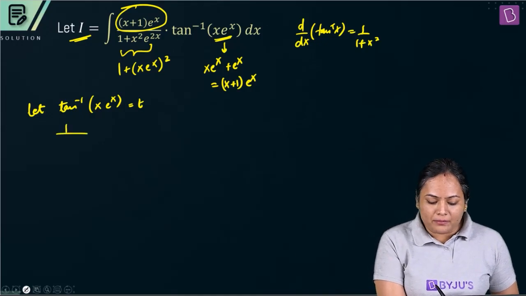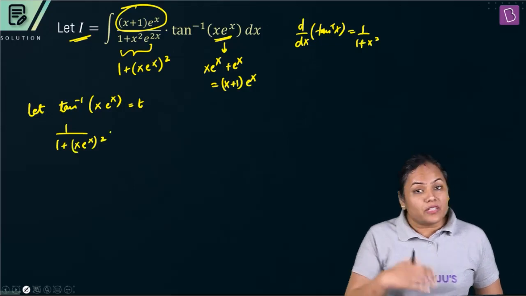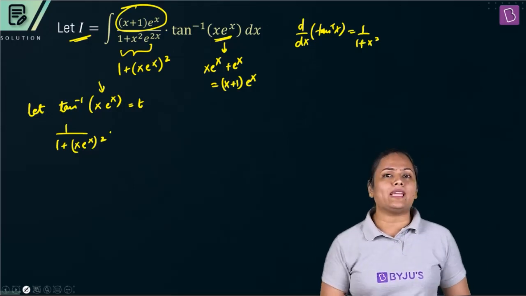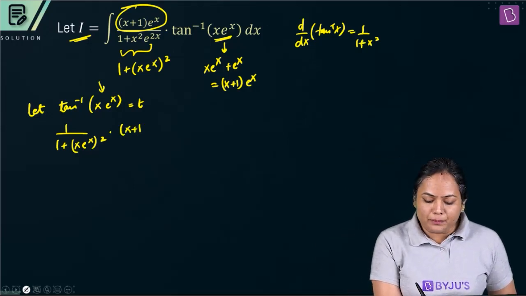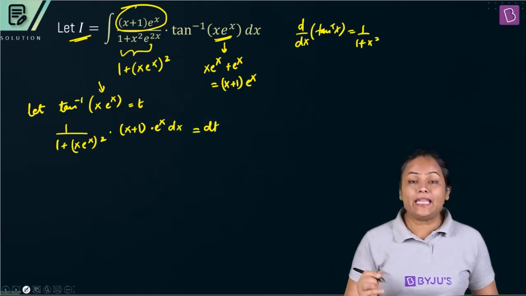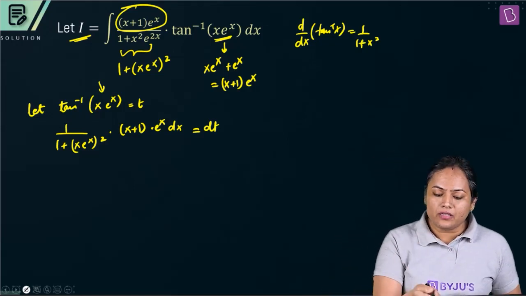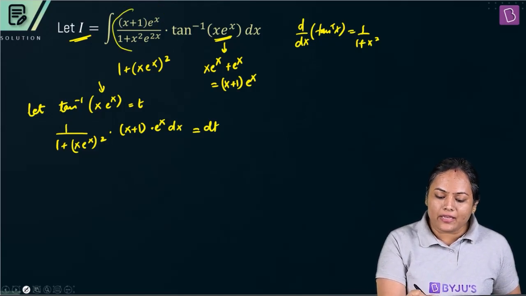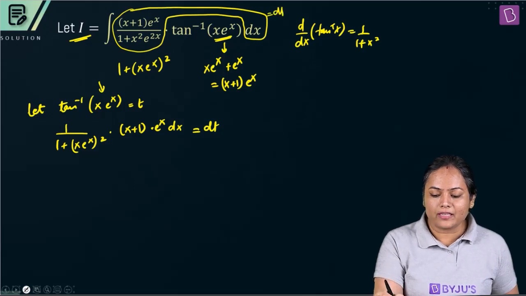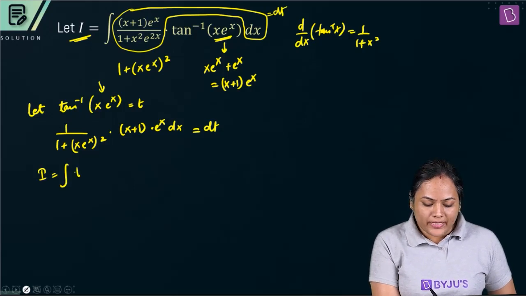So it's going to become 1 by (1 plus x e raised to x) whole square, further multiplied by the derivative of x e raised to x, that is (x plus 1) e raised to x dx. And this is equal to dt. So if I now combine the terms present in the integral, this entire part will be equal to dt. And therefore, I'm left with I is equal to integral of t dt.